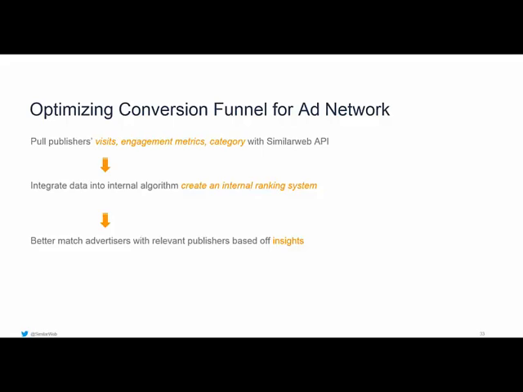So just to recap what we did, we're pulling the visits, engagement metrics, and category. We looked at how to integrate the data into an algorithm, creating an internal ranking system or improving on an existing one, ultimately to better match advertisers with relevant publishers using our data.